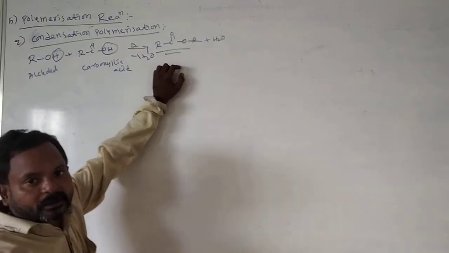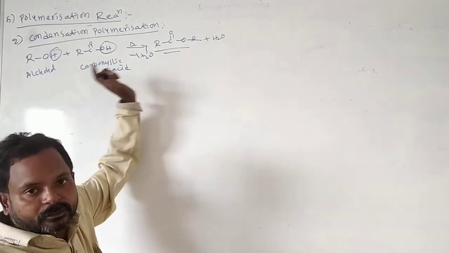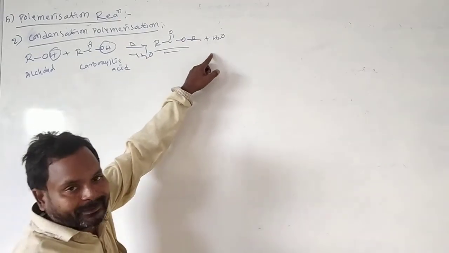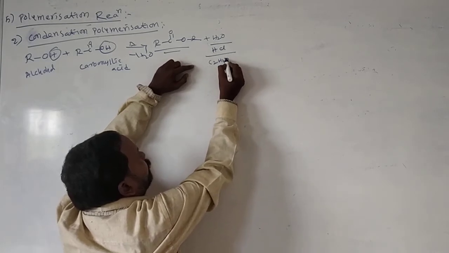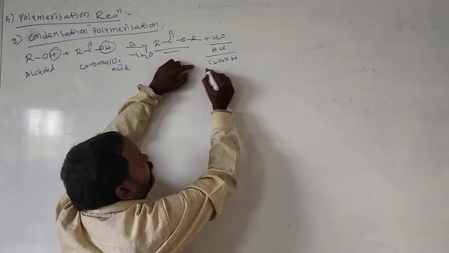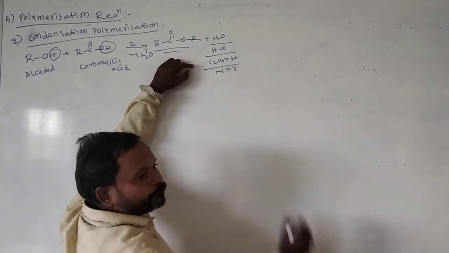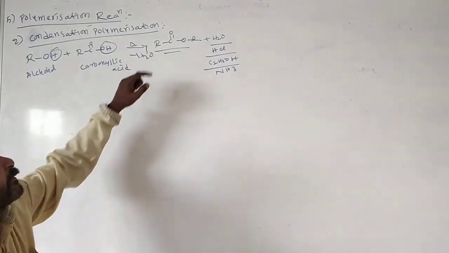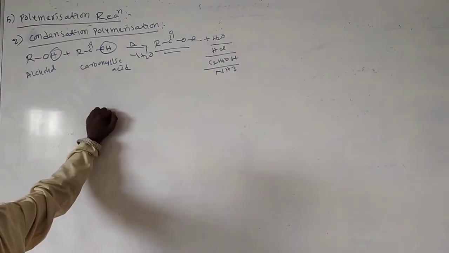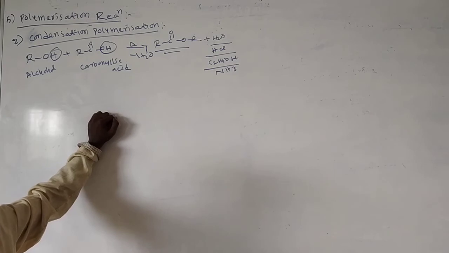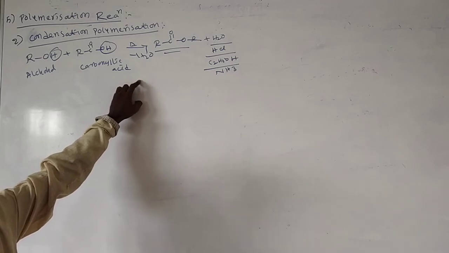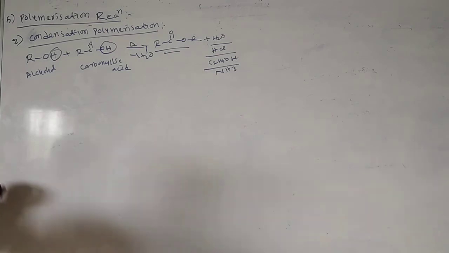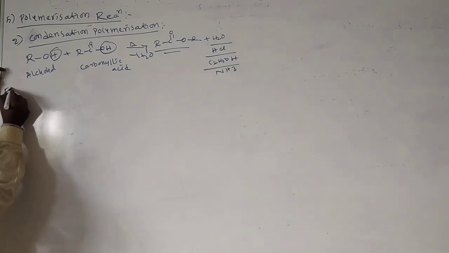That means a compound is formed from two compounds by the loss of water, or by the loss of HCl, or by the loss of ethyl alcohol, or by the loss of ammonia. We get one molecule. Such types of reactions we call condensation reactions. The polymers produced by condensation reactions we call condensation polymers. We'll see examples of these condensation polymers.